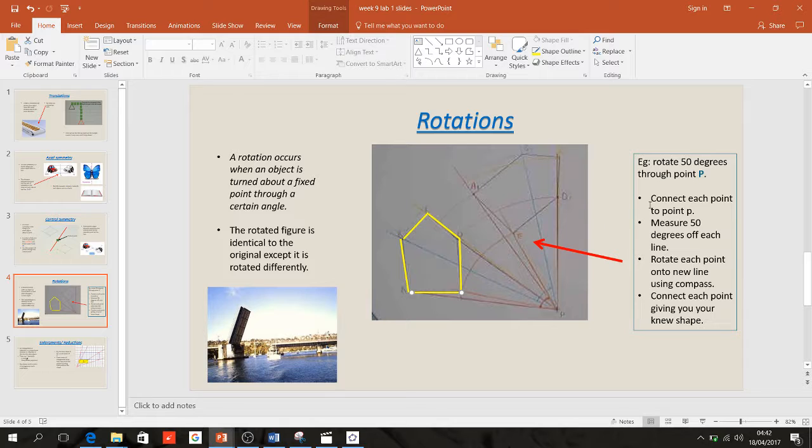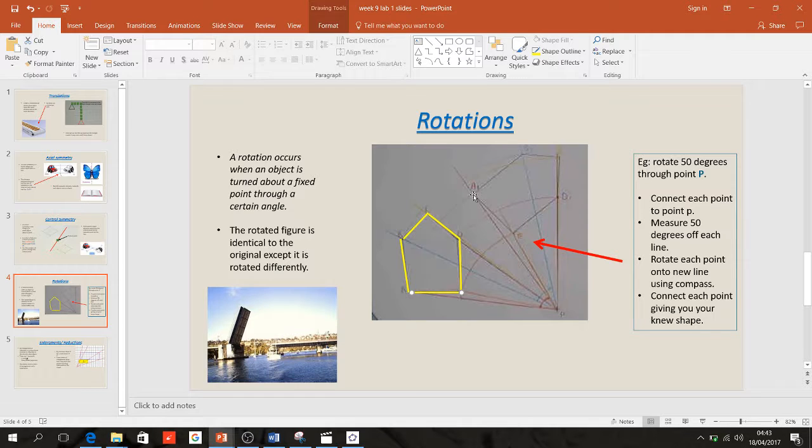So to do this rotation, you have to connect each point back to point P. So you have A, B, C, D, each of which are connected back to point P. You measure 50 degrees off each line, and off each point here you swing an arc up and around, and where you mark 50 degrees off each line, and where they meet, your arcs that you have swung from your original points is your new point of rotation. So you can see A here is rotated up along this arc here to A dash here.